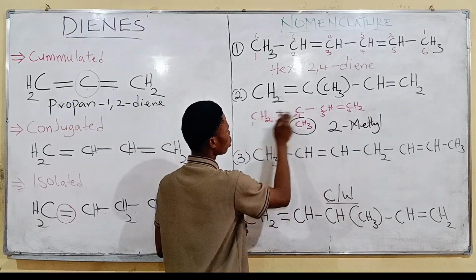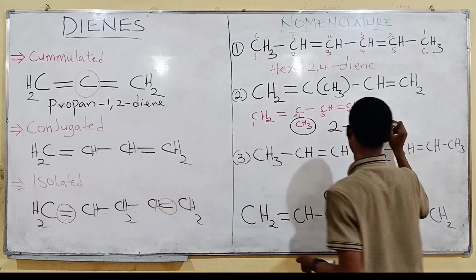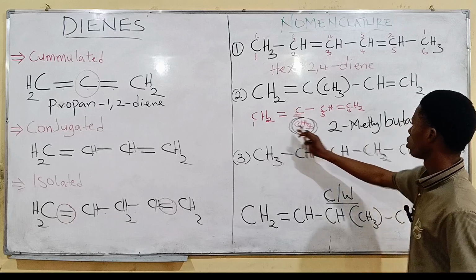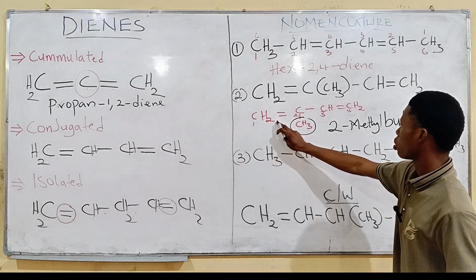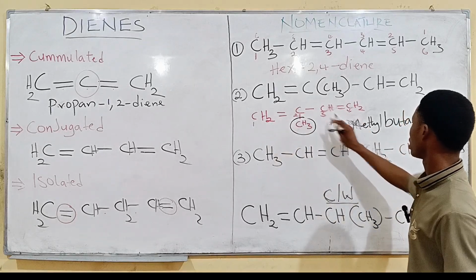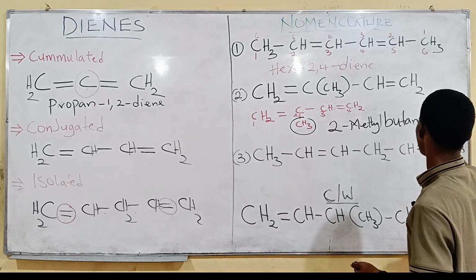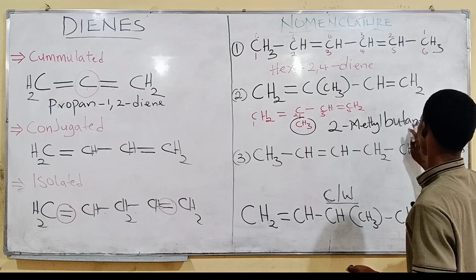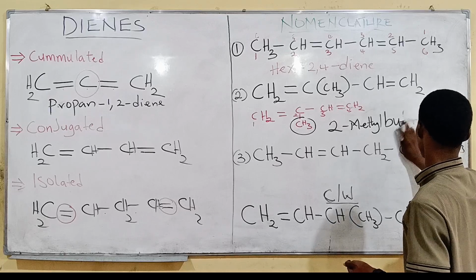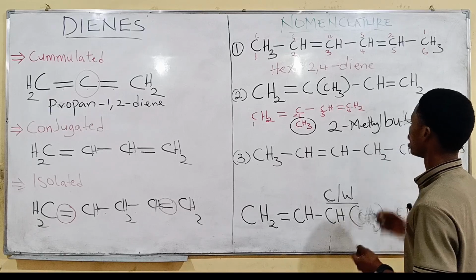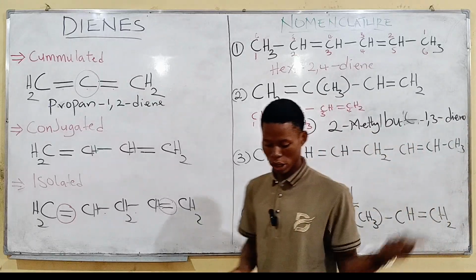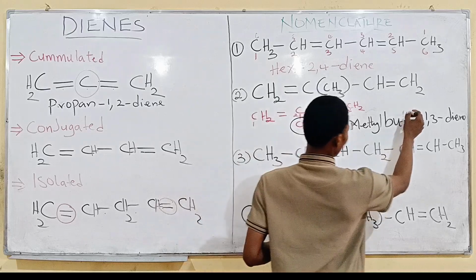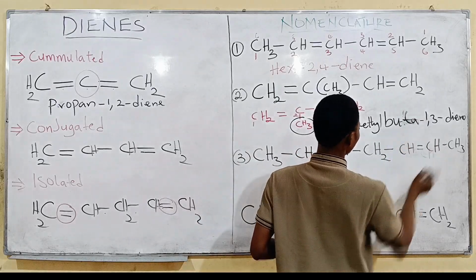Then the parent is how many? 1, 2, 3, 4. So 4 should be buta something. 2-methyl butan. The double bonds are on 1 and 3. So butan 1, 3 diene. You can also say buta 1, 3 diene or but 1, 3 diene. So let me go with that. But 1, 3 diene. You're very correct. All right. So that's that. Can you see this clearly? You can say but 1, 3 diene or buta 1, 3 diene.